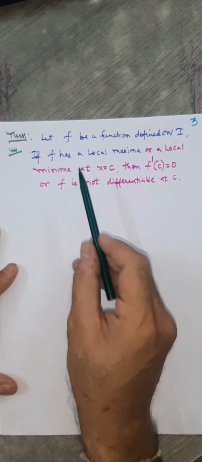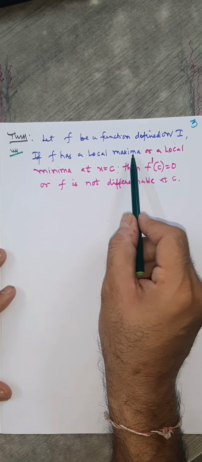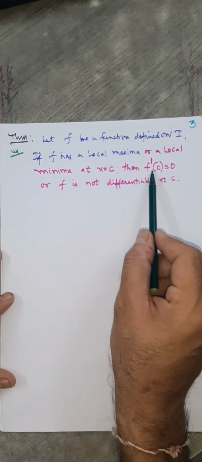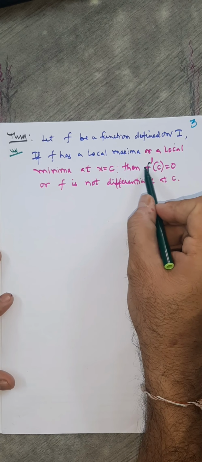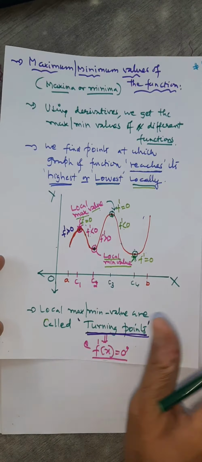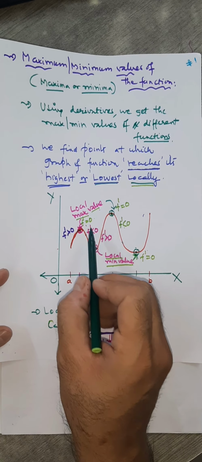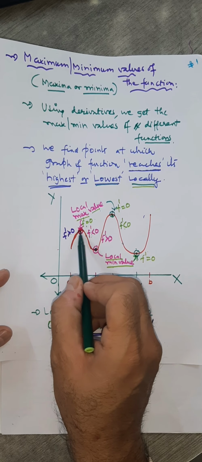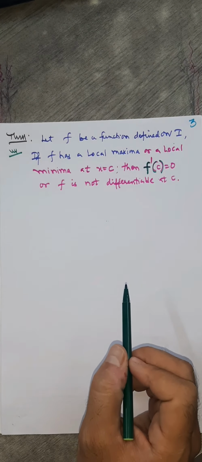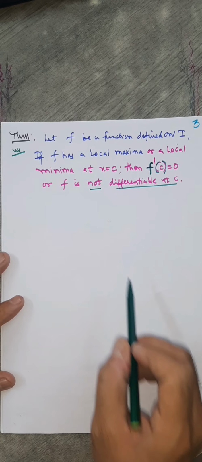What it says: if a function has a local maximum value or a local minimum value at c, then at that place its derivative must be 0. That we have discussed, right? In the first graph you see here, this is a local maximum value, so over here its derivative is 0. Why is the derivative 0? Here positive, here negative, so it has to be 0 here. Here negative, here positive, so it has to be 0 here. You know very well now. So either this or it may not be differentiable at that place.